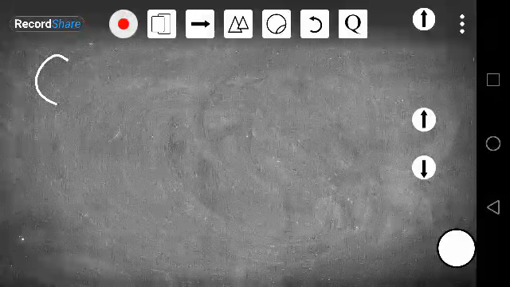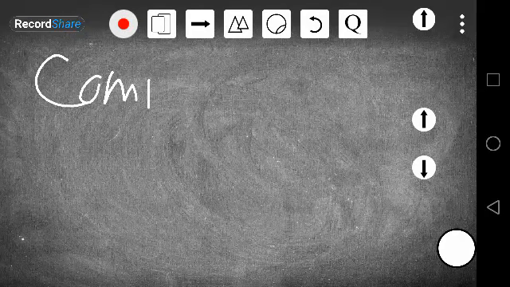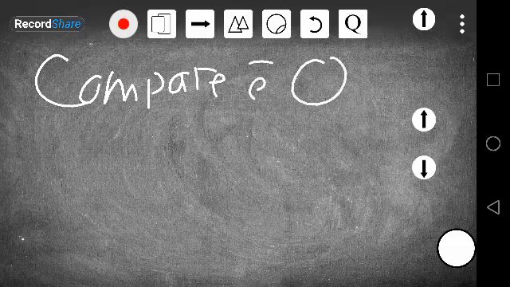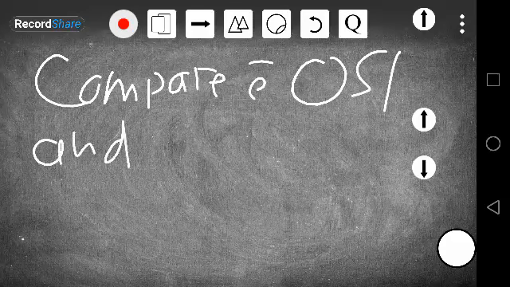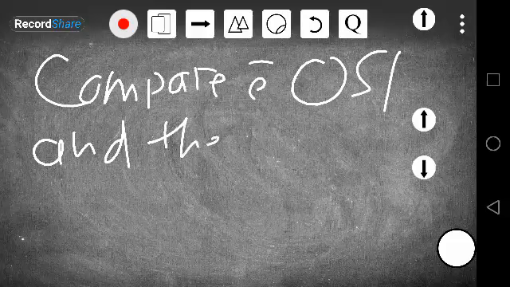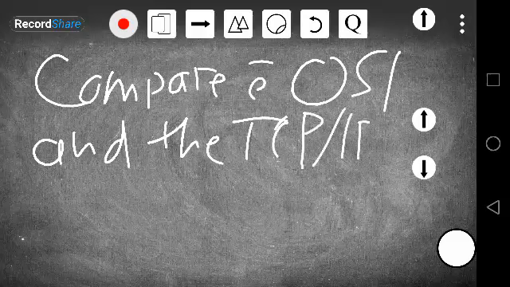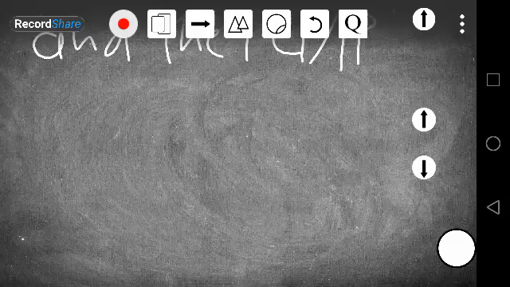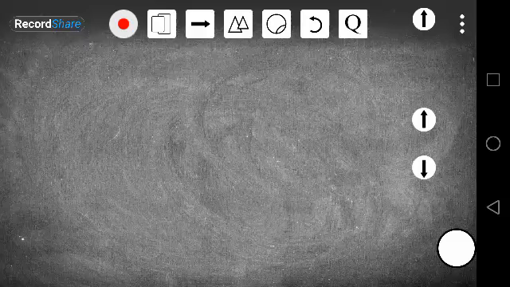Today we need to compare the OSI and the TCP/IP model. All right. So I'll draw a diagram.